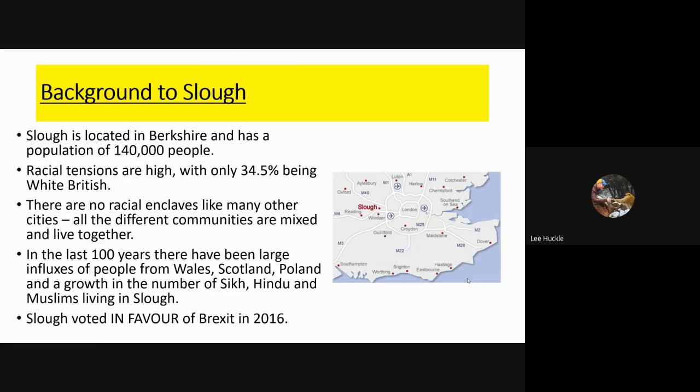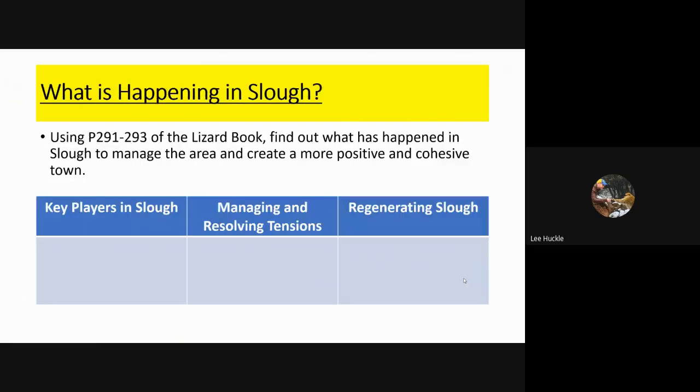So that would have been an introduction for you to Slough. And what you'd have then done is delved into the textbook and you've done some extra research looking at the changing Slough, the key players. So who were the stakeholders involved in the regeneration and solving the problems in Slough? Managing and resolving tensions. So what was actually being done? And then how was Slough being regenerated as a result of that.